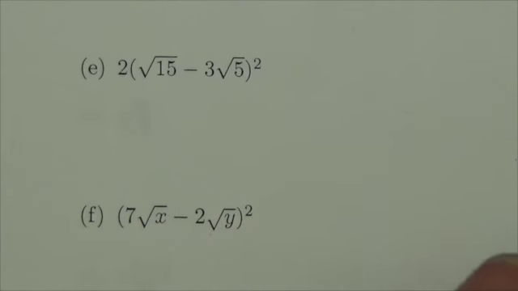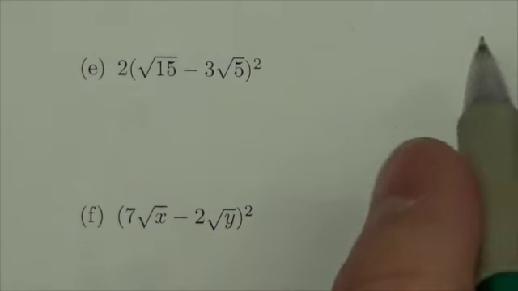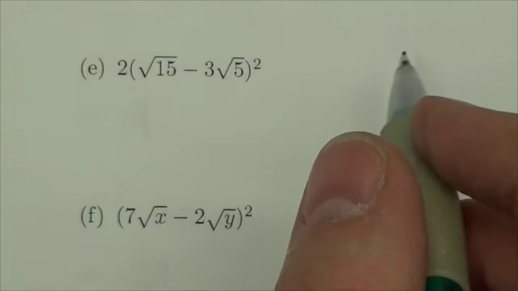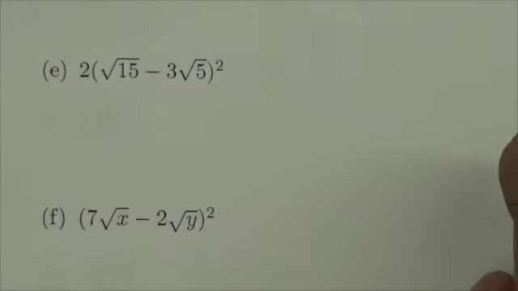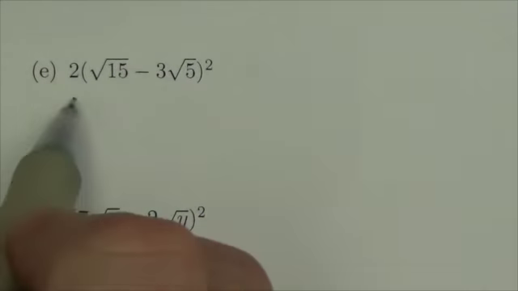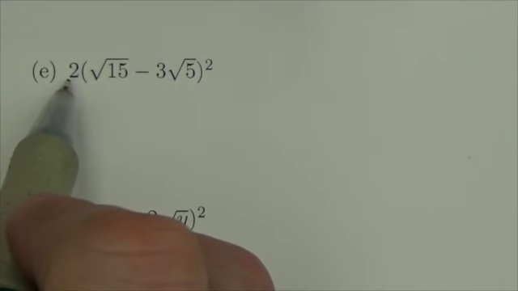Hi everybody, this is the Math 20-1 Radicals and Absolute Values review. This is question 20E. Similar to the questions previous to it, except for the fact that there's a coefficient out front. Okay, the 2 here.